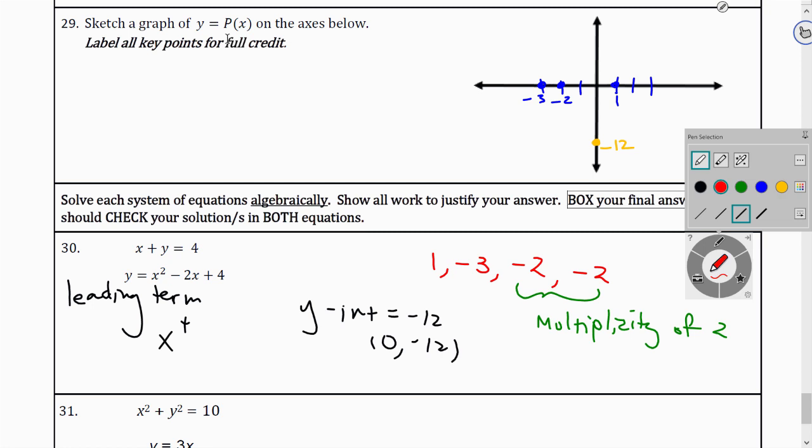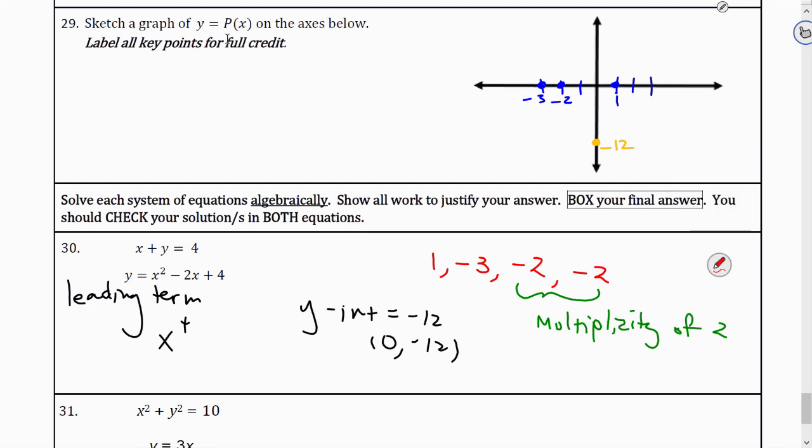Okay, and the last thing I look at is this leading term, x to the fourth, tells me that the leading coefficient is positive and the power is even. Okay, and the end behavior for a leading coefficient, if it's positive, and an even term is up, up. So I will somehow end this up, up. Okay, negative 3 has a multiplicity of 1, that's odd, so I'll go through there. Negative 2 is even, so I'll bounce or touch. I will go through negative 12 somehow.